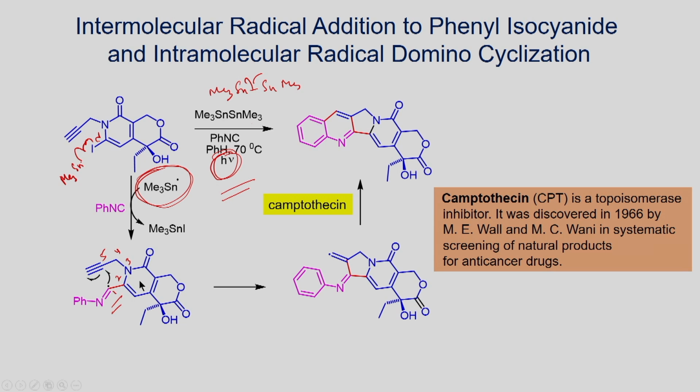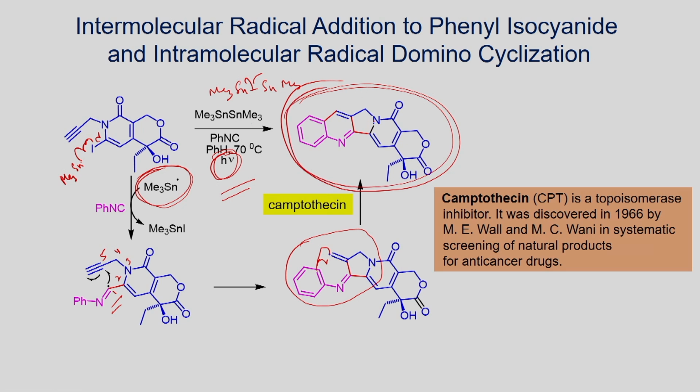Once you form this radical, this can undergo exo cyclization to give this derivative. Once we have this one, this can undergo further intramolecular reaction with this aromatic ring. In this way you will be able to make a polycyclic system, which is used as topoisomerase inhibitor. You can see here a complex molecule.